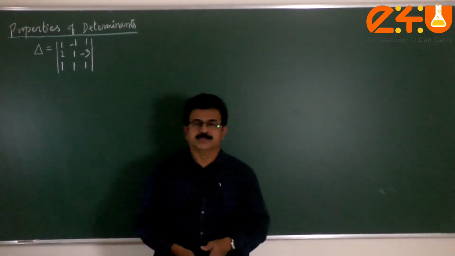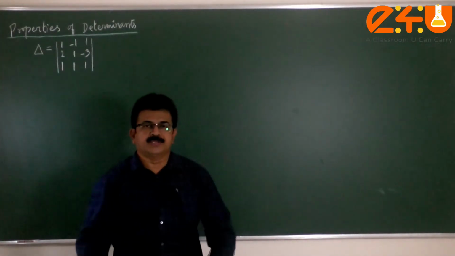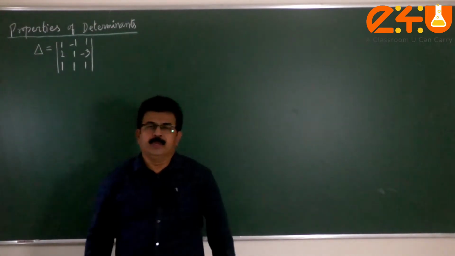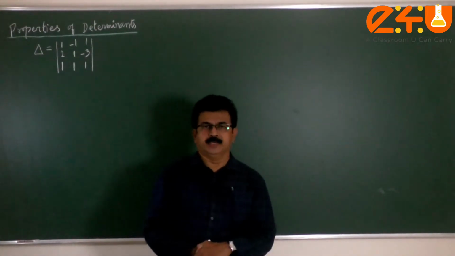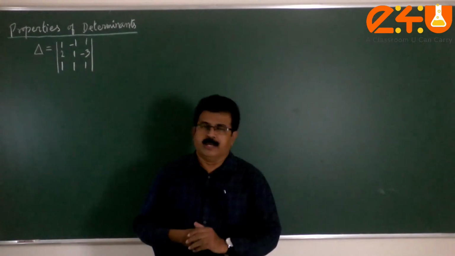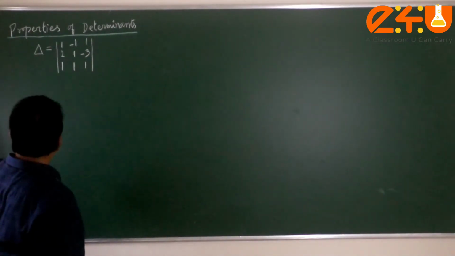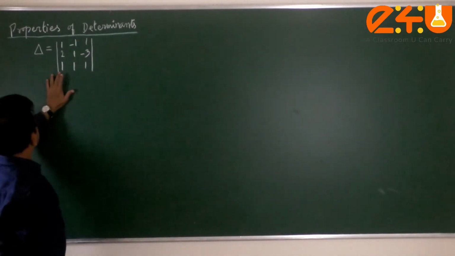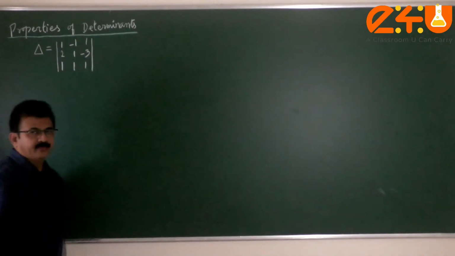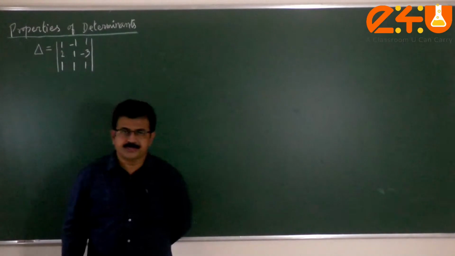Very good afternoon, students. In this session, we are going to look at the properties of determinants. I have taken a sample determinant called delta. You can see the arrangements of the 9 numbers.